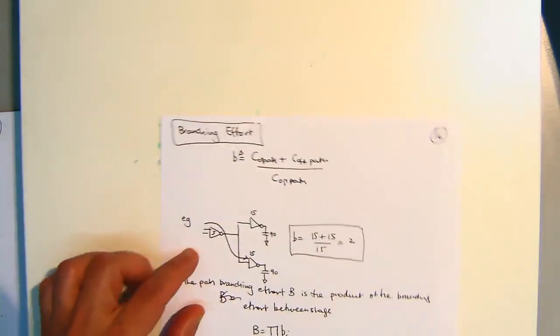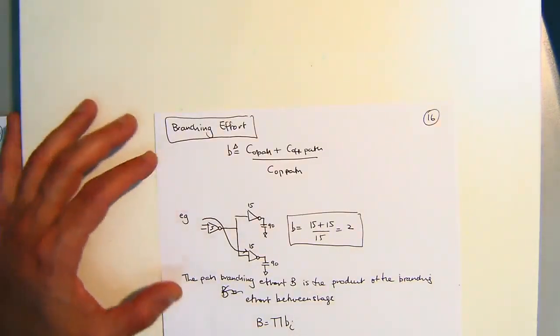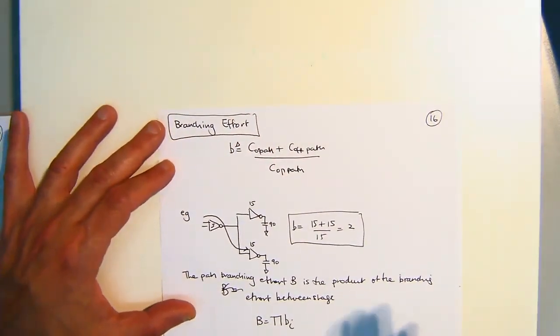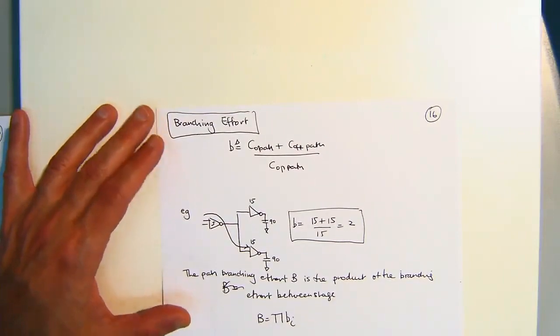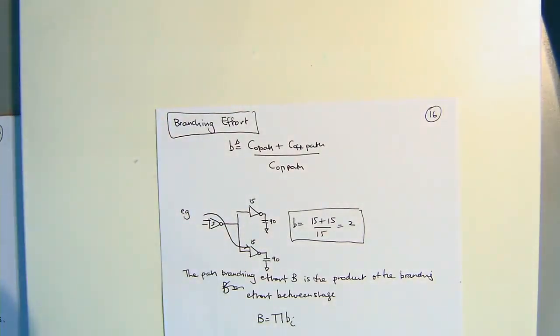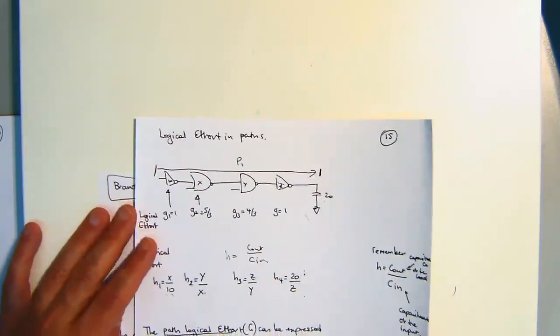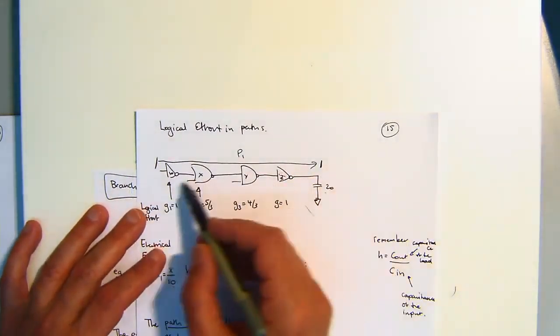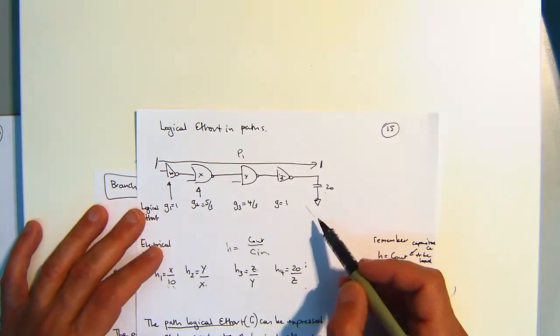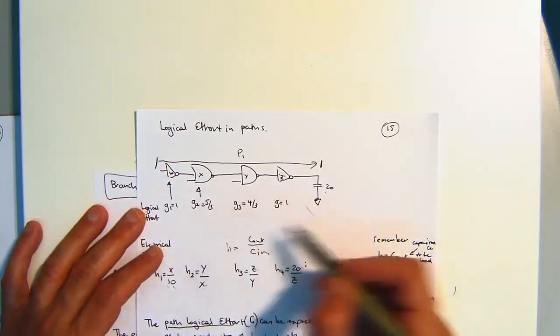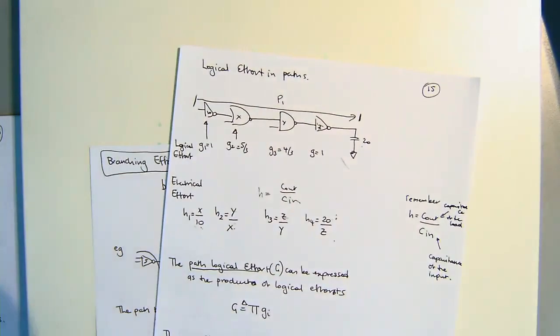Now, what I'm going to talk about next is branching effort. So far, what I've done is look at this circuit, which I'll refer to as a linear circuit. It has no branches. Well, what do we do if there is a branch?